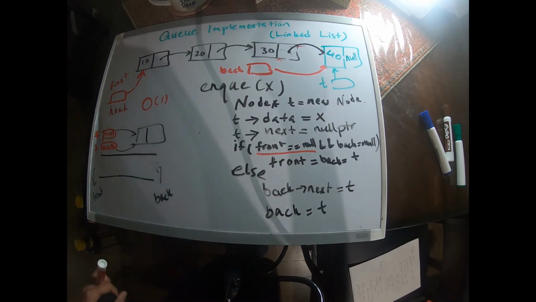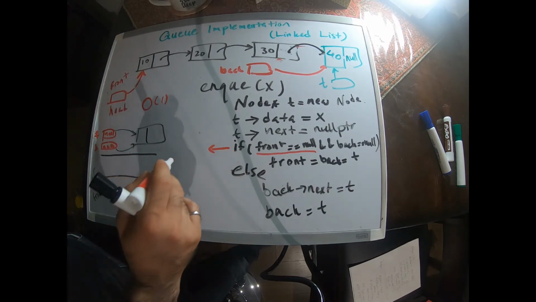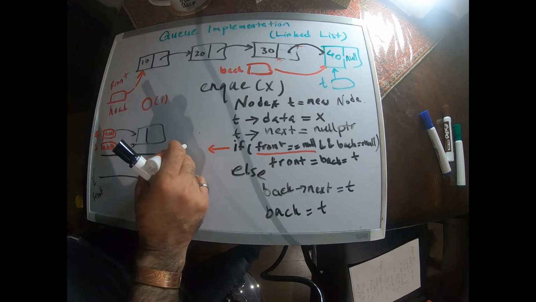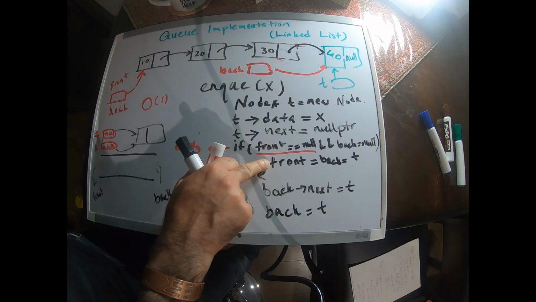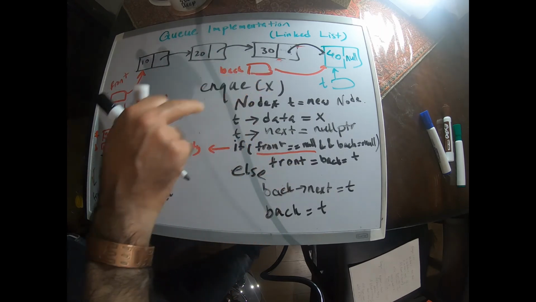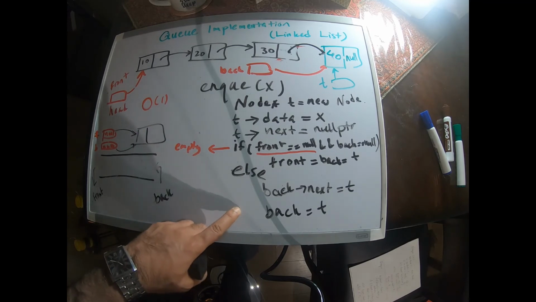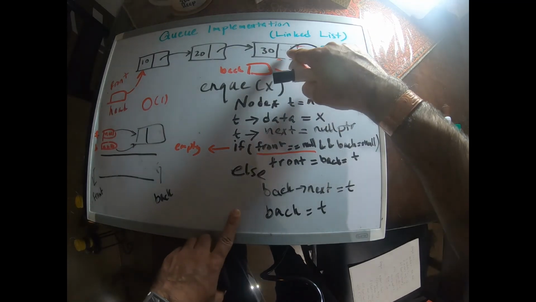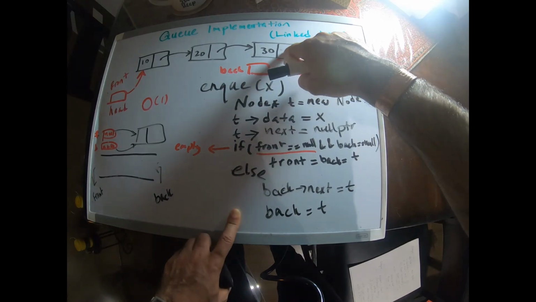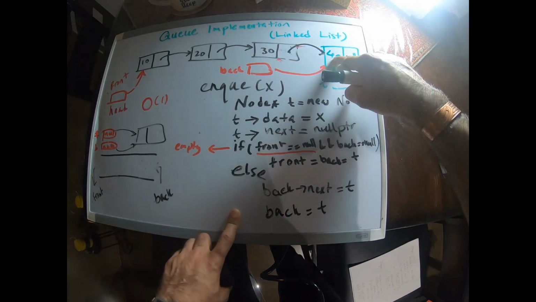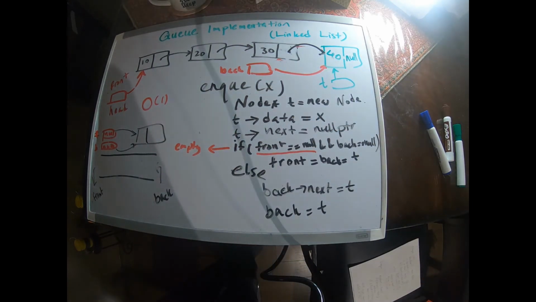Okay, so if our queue is empty, we make both front and back point to the newly allocated node. If not, we just have to make the previous tail of the linked list point to the newly allocated node and change the back of the linked list.